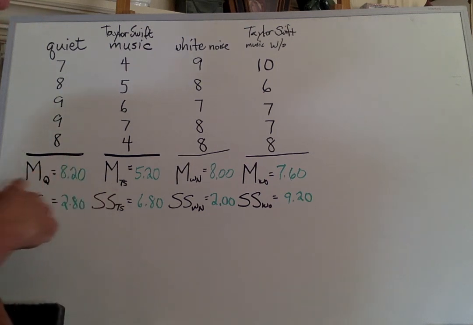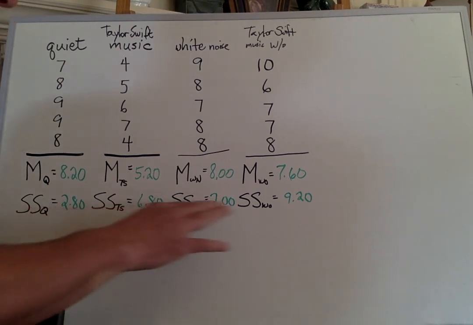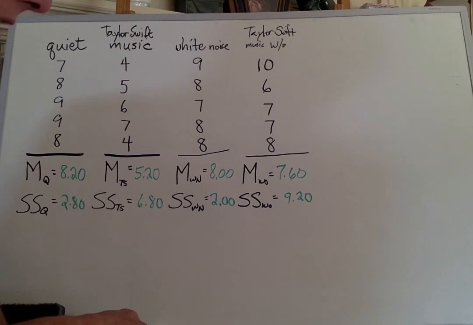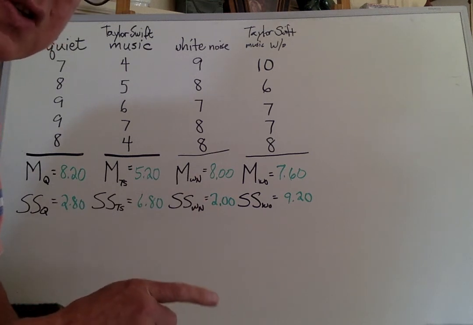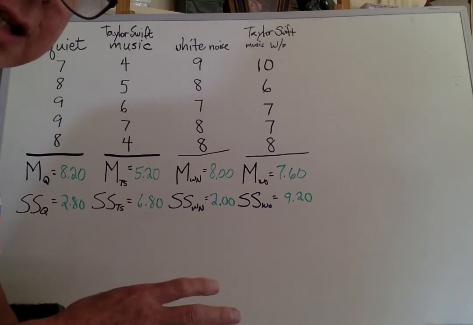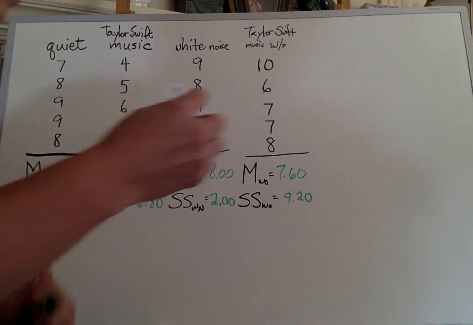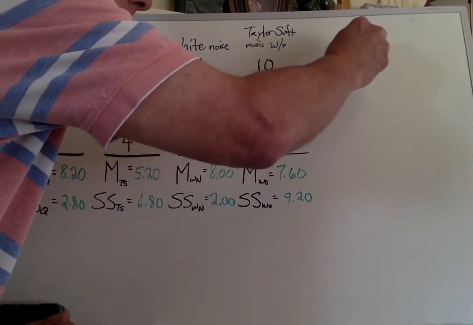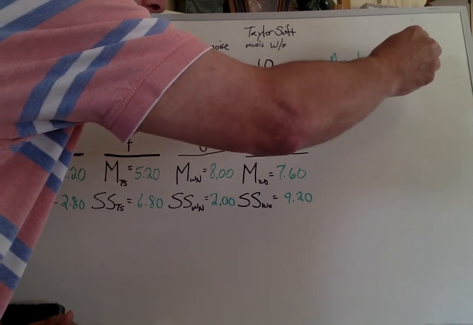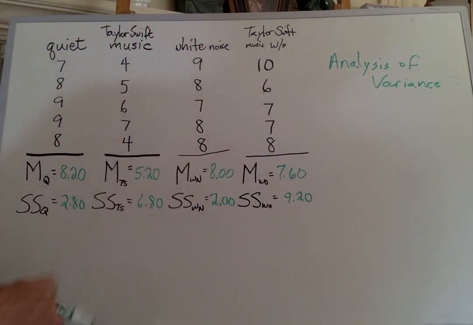Okay, so here are the means for our four groups, and here are the sum of squares values. We're not going to do computations yet, because I want to do the conceptual basis of this statistical test first. The statistical test is called the analysis of variance.